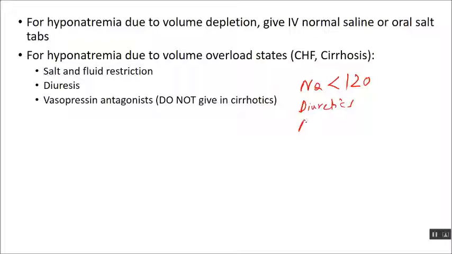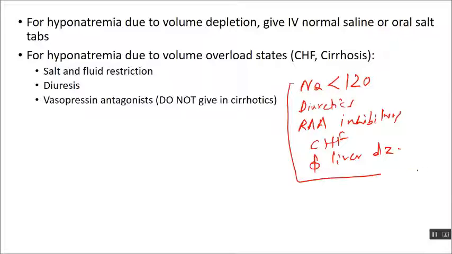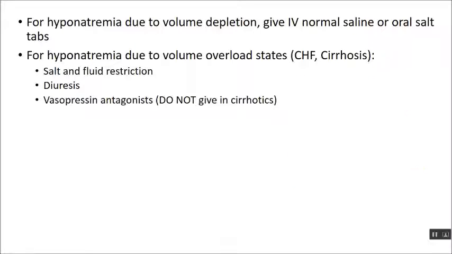and are on the RAA inhibitors, and they have CHF, and they have no liver disease. In those cases, you can say that, okay, well, now an ADH antagonist can be used. Okay, enough about that. We'll move forward.